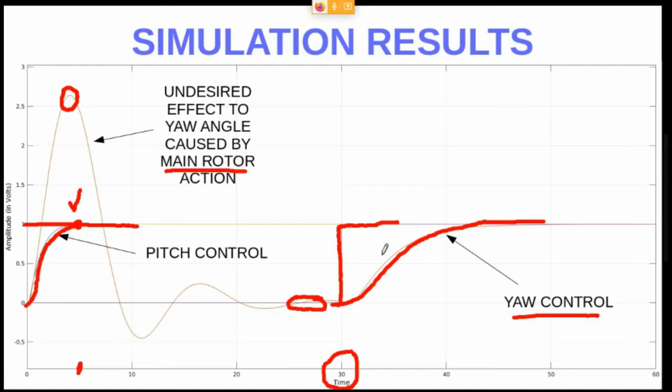Here we have a settling time, remember, of 20 seconds, a time constant of 5 seconds for the yaw angle. So we have 30 here, and 50 is 20 seconds far. You can see that the settling time is 20 seconds because the set point is reached by the process variable, the yaw angle, 20 seconds later, right? So the performance is fine. But as you can see, there is an undesired effect on the yaw angle caused by this main rotor action.